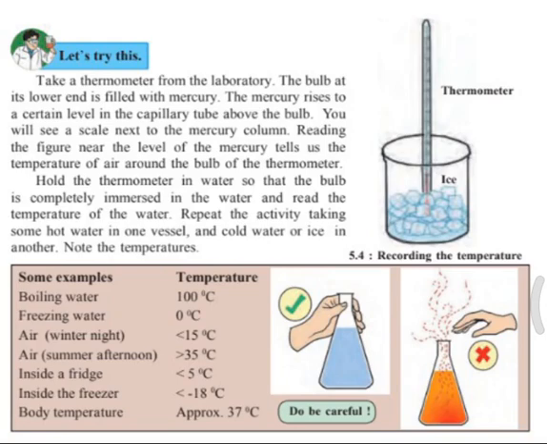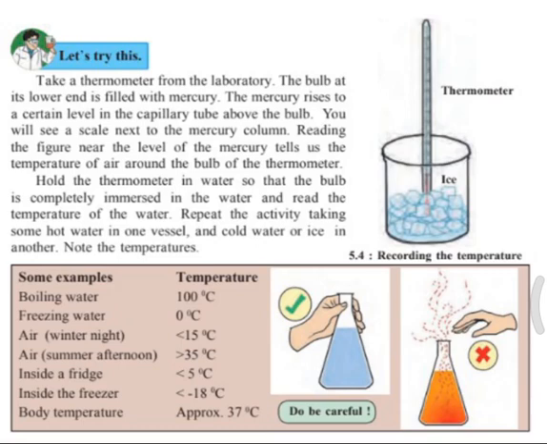Now, given below are some examples of temperatures. First, boiling water. Boiling water temperature is always 100 degrees Celsius. Okay, children? It is not less than 100 degrees Celsius or more than 100 degrees Celsius. It is exactly 100 degrees Celsius. Next, freezing water. Freezing water temperature is 0 degrees Celsius. Okay. Next, air on a winter night is less than 15 degrees Celsius. Okay, children. And air on a summer afternoon is greater than 35 degrees Celsius.